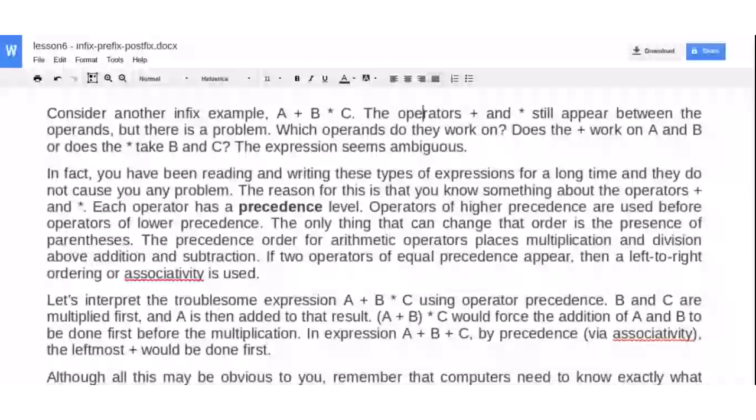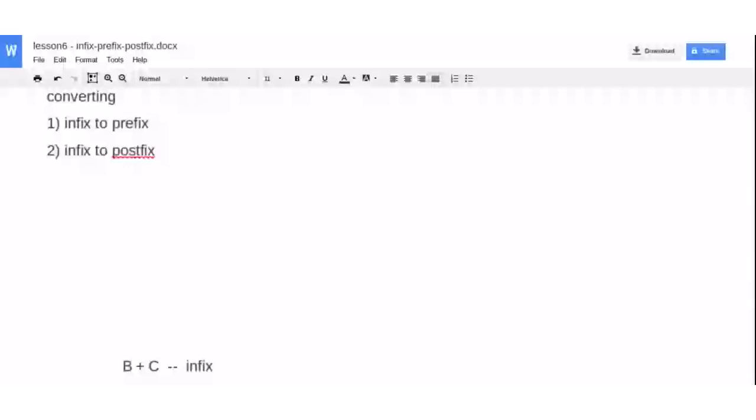So B, A, sorry, A plus B times C. If we are to convert this expression to, let's say, start by doing a prefix.